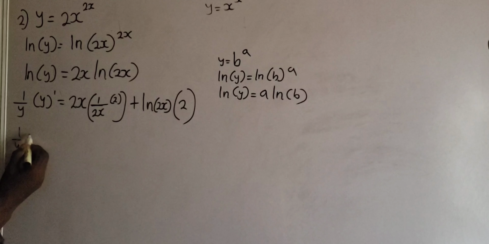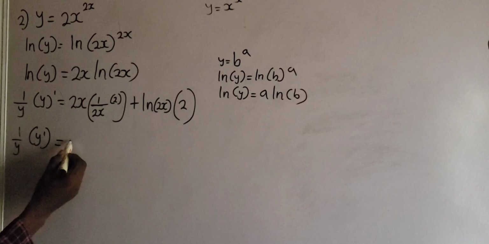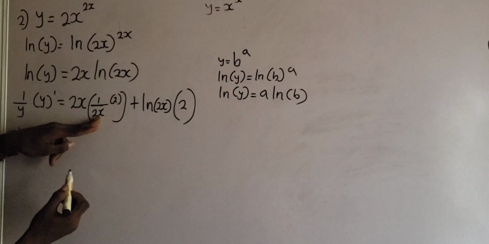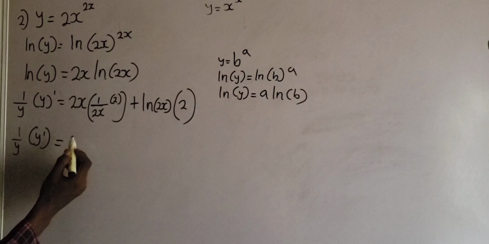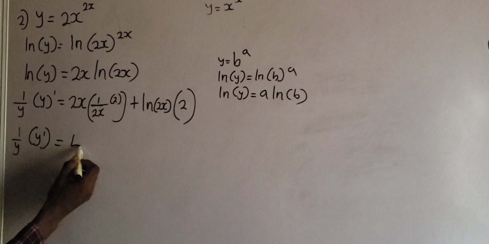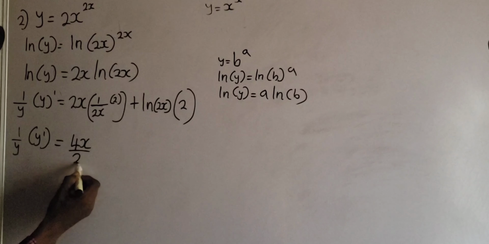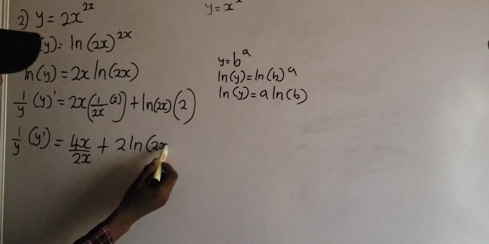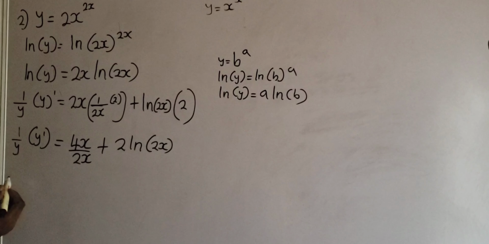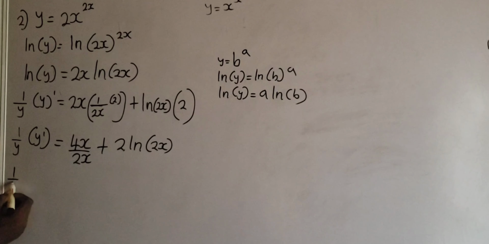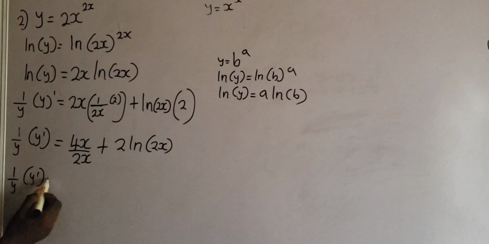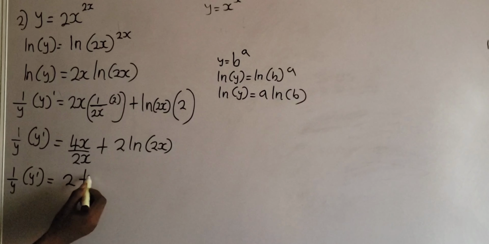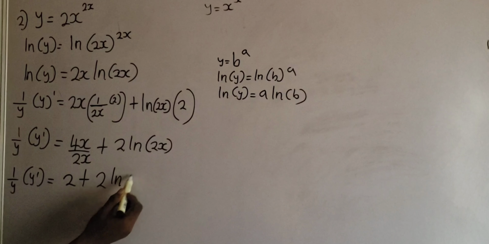Natural log of y multiplied by the derivative of y is equals to 2x multiplied by 1 over 2x multiplied by 2. That will give us 4x all over 2x, plus 2 ln 2x. You understand? Okay, let's proceed. For this, I'm going to have 1 over y multiplied by the derivative of y is equals to 4x all over 2x, that is 2, plus 2 ln 2x.